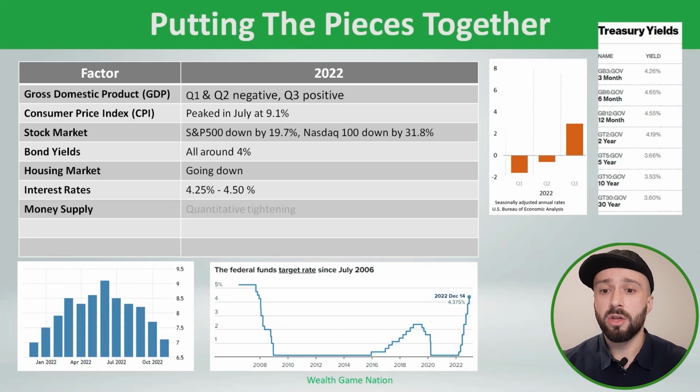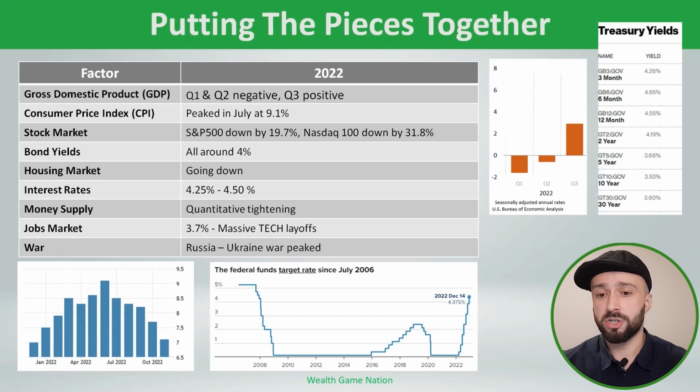The money supply, we have currently quantitative tightening. This is when the Fed is selling off its assets, basically removing money from circulation. The job market is currently at 3.7%. There is a massive tech layoff, and we have war. The Russia-Ukraine war has also peaked in 2022.